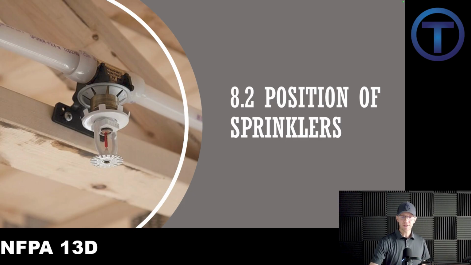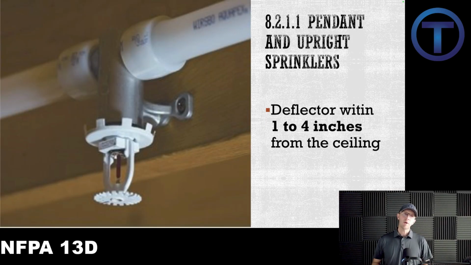Let's move on to 8.2, where we're going to find a lot of information about the position of the sprinklers. 8.2.1.1 starts us off with pendant or upright sprinklers. It says the deflector has to be between 1 to 4 inches from the ceiling. We need to keep it up close to the top of the ceiling.